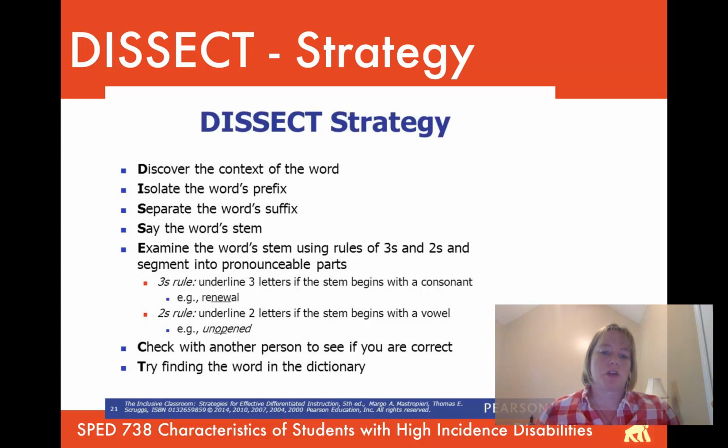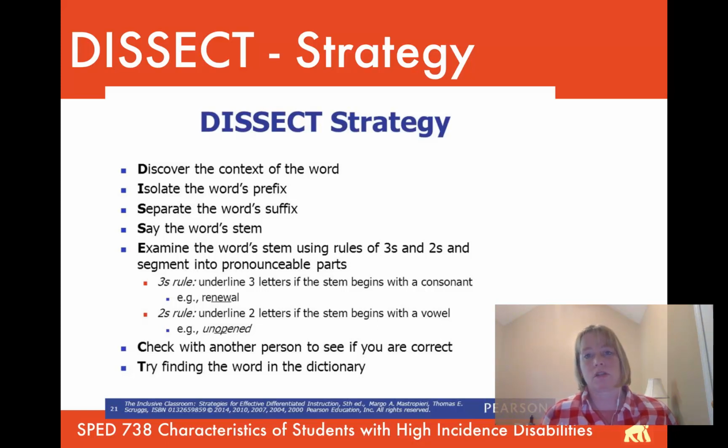Another common strategy out there to help students with comprehension is called the DISSECT strategy, and this is out of the Center for Research on Learning at the University of Kansas. They've spent a considerable amount of time really researching strategies that help struggling readers. And they provide certification programs and workshops during the summer if it's something you're interested in, that really provide detailed instruction on how to do these strategies and interventions in your classroom.